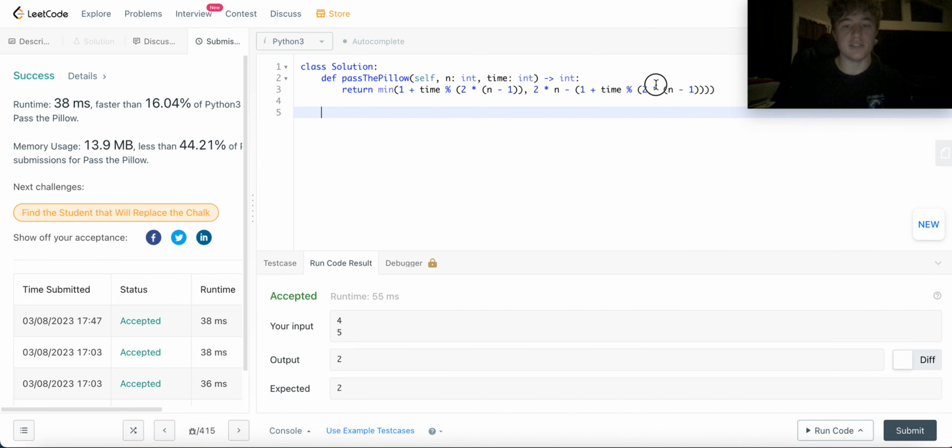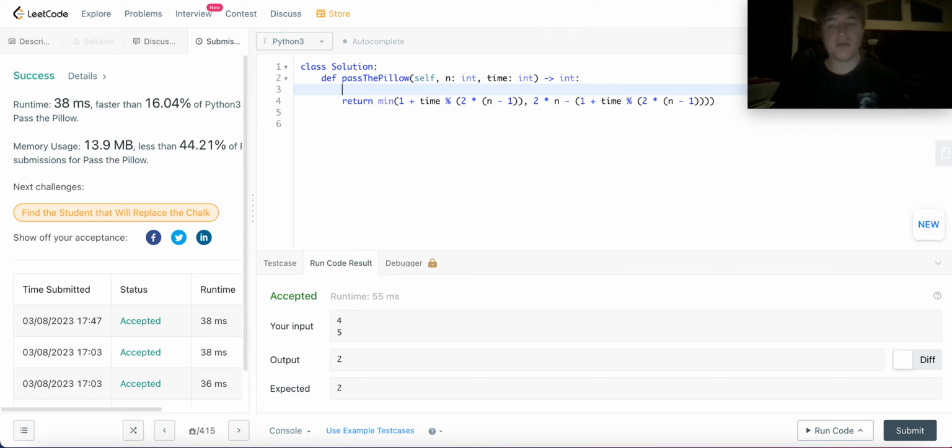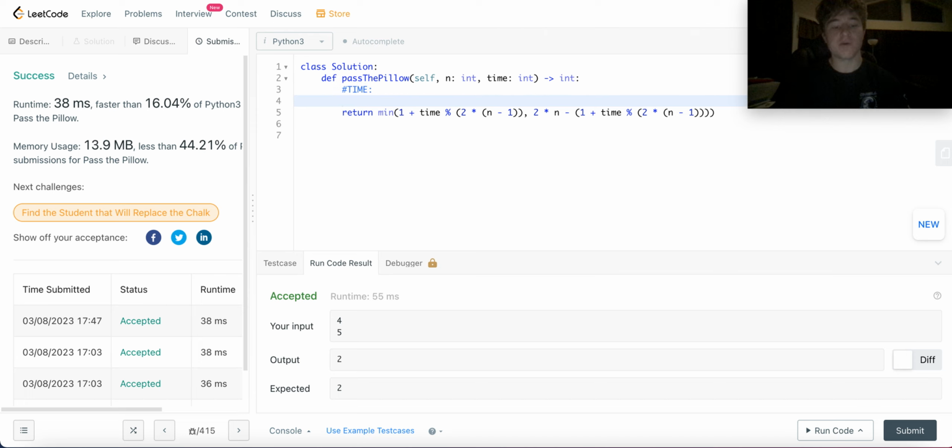All right, so what is the space and time? The brute force simulation approach would be O of time, because you have to do that many iterations. But this one would be constant time and space. For time, we just do a constant operation. It's a little tricky looking, but these are constant operations, so that's O of 1. And for space, we're not creating anything additional. We're just calculating the min of 2 things. O of 1, O of 1.